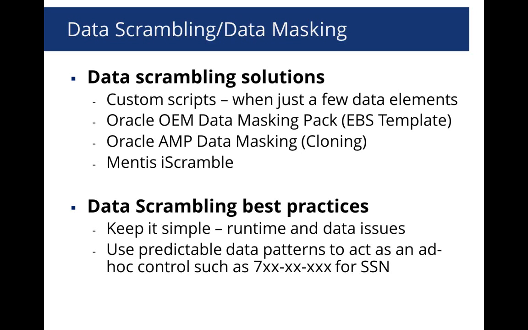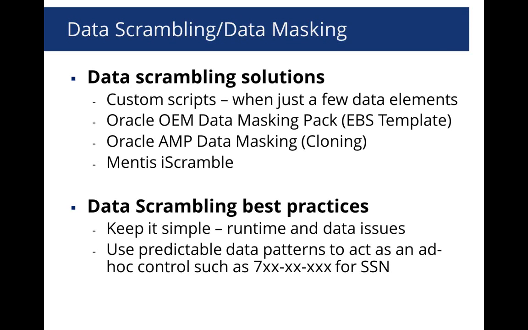But if you use a predictable pattern for all your scrambled data, like putting a 7 in front of it, it acts as an ad hoc control. So anybody in a test or development environment who starts seeing all kinds of Social Security numbers that don't start with a 7. Well, typically what happens is somebody loads in some test data that's unscrambled in a test and development environment.